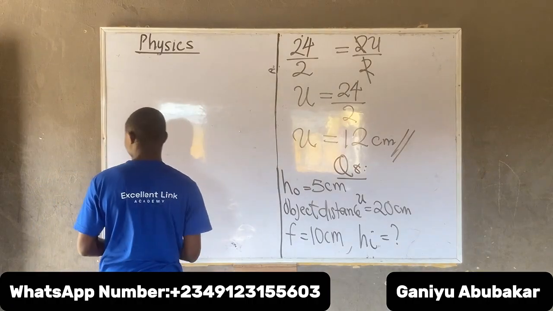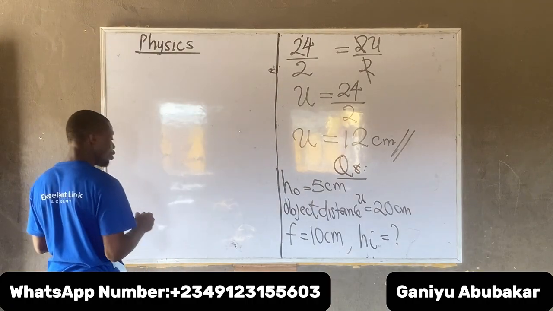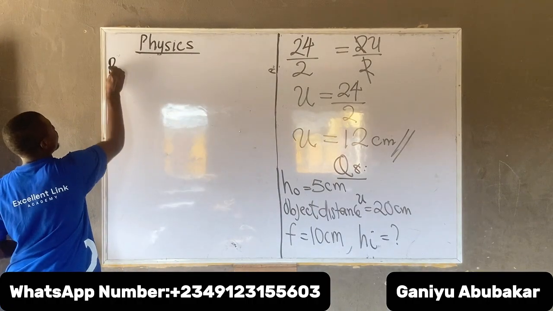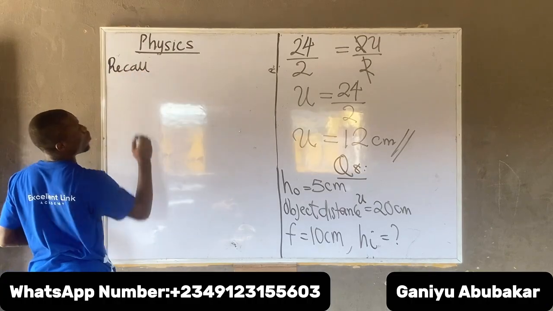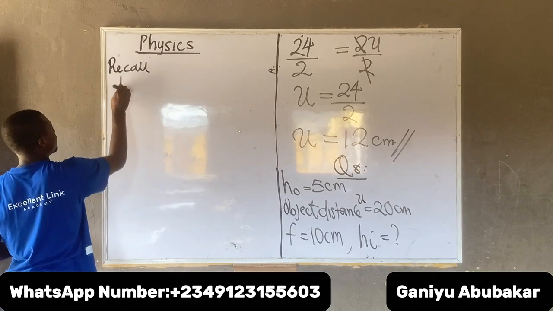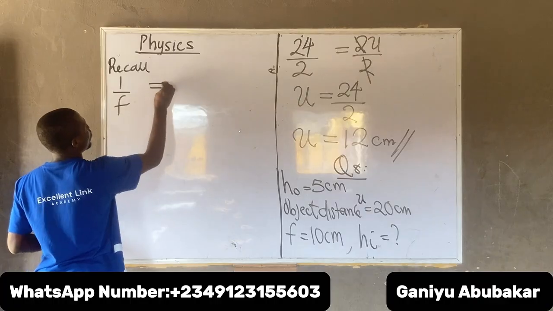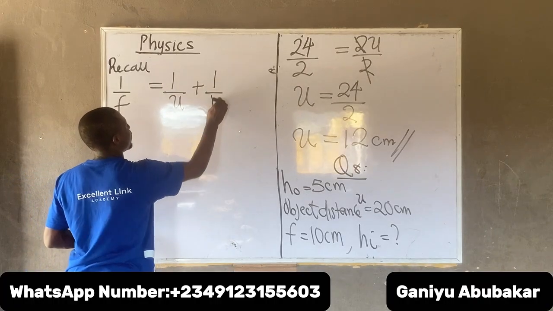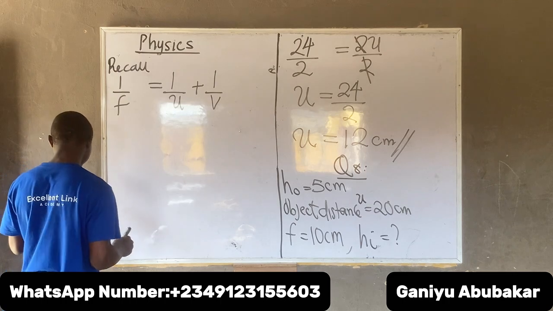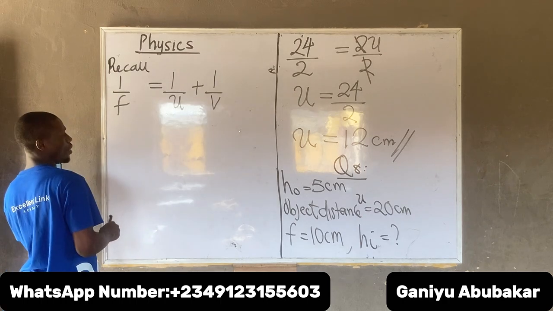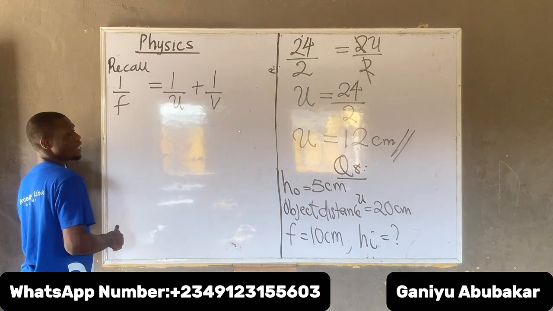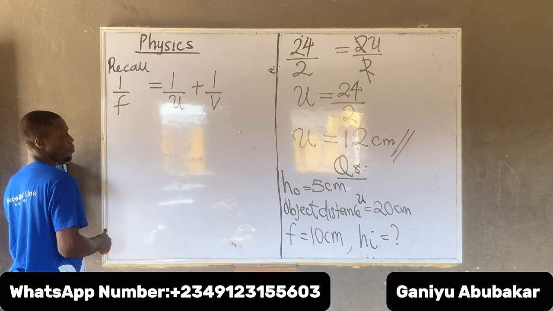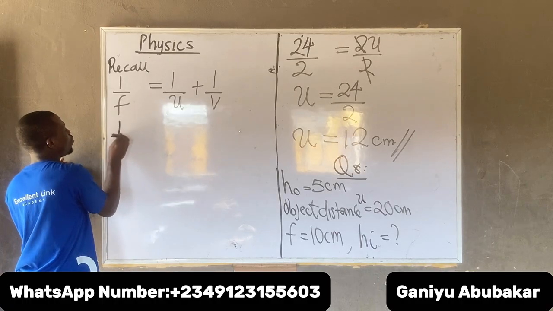So what do we do here? My very first task here is to recall that for a concave mirror, we said that 1 over f is equal to 1 over u plus 1 over v, right? It is true. Our task is to get hi, right?